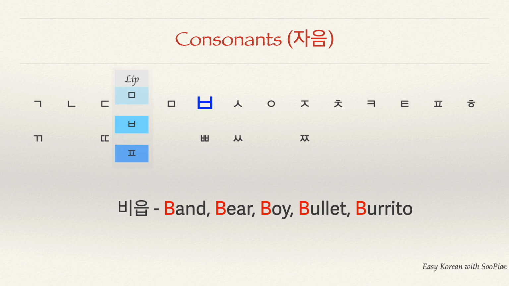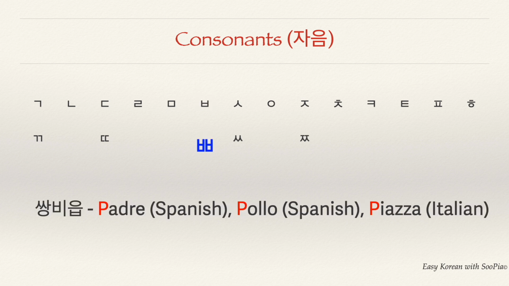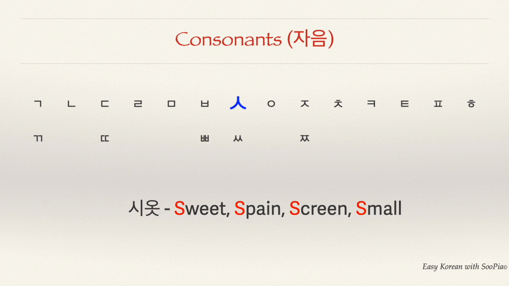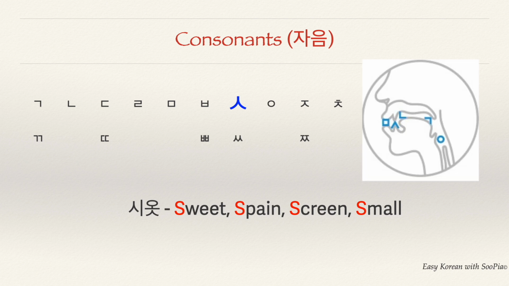Piup is deviated from the basic consonant mium because you make the B sound by pushing more air out through your lips than you would do for M. Piup also looks like extra air pushed out of the square-looking mium. 쌍비읍 stands for the double piup sound. It is a thick and heavy P sound, very similar to the Spanish words padre, pollo, and the Italian word piazza.